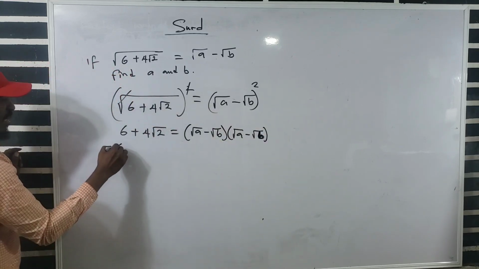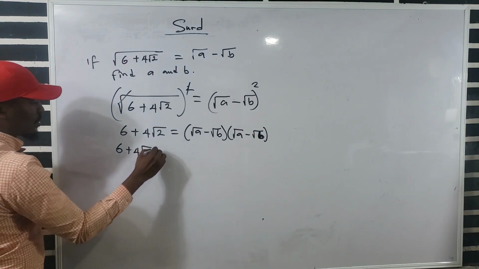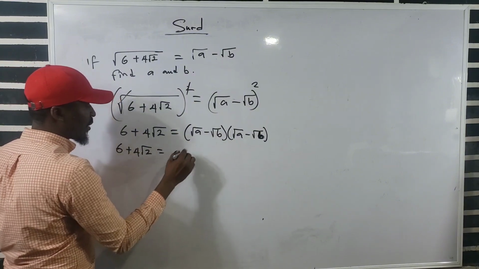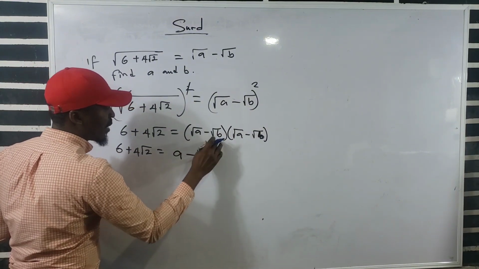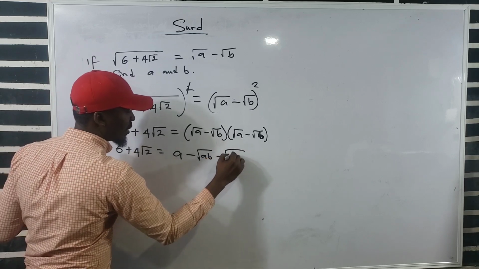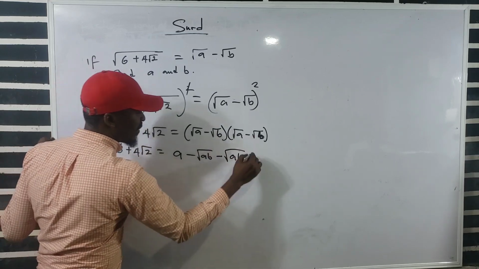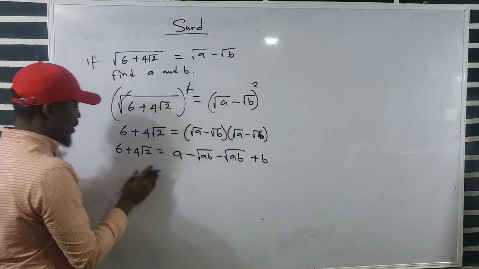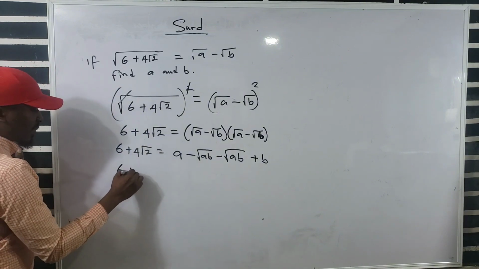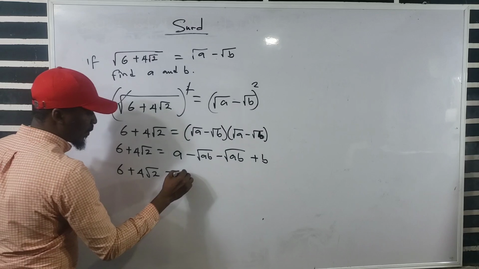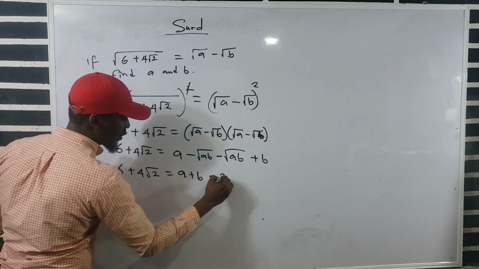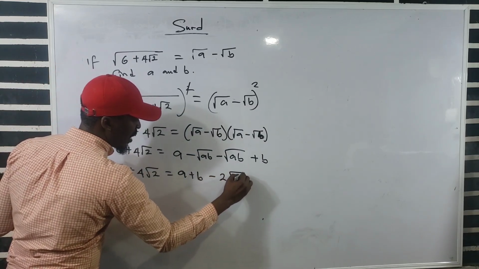So that will give us 6 plus 4 root 2 equals to this and this will give us a. This and this will give us minus root ab. This and this will give us minus root ab. This and this will give us plus b. So that will give us 6 plus 4 root 2 equal to a plus b minus 2 root ab.